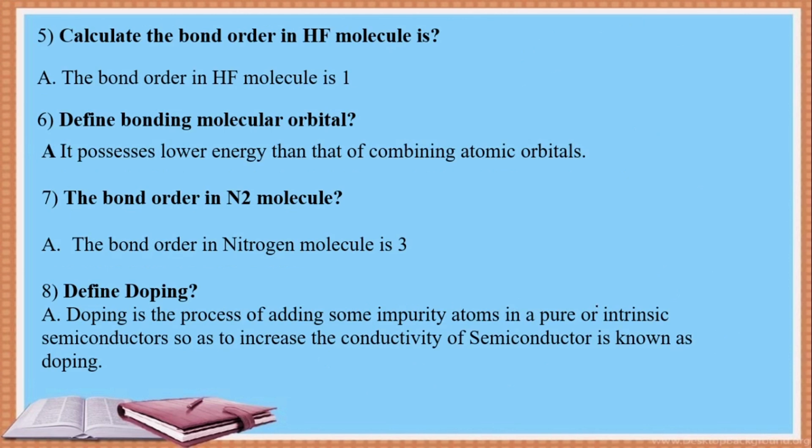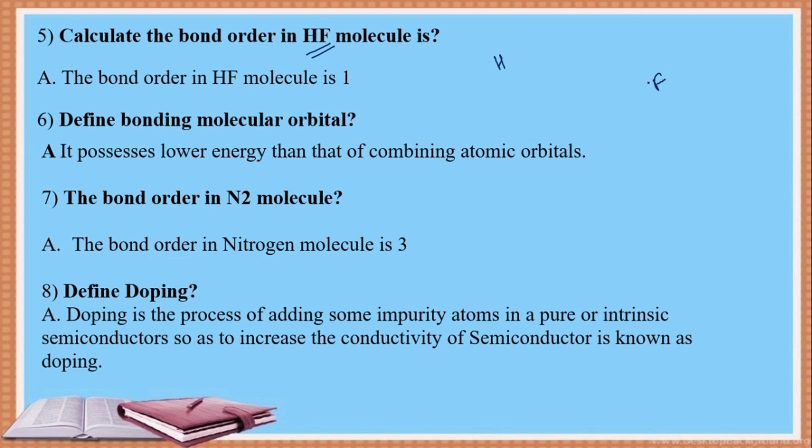Okay, clear, students? Right. Next, calculate the bond order in the HF molecule. HF is also a heterodiatomic molecule. Here we have only one hydrogen atom and one fluorine atom. So generally the molecular orbital energy level diagram is like this.